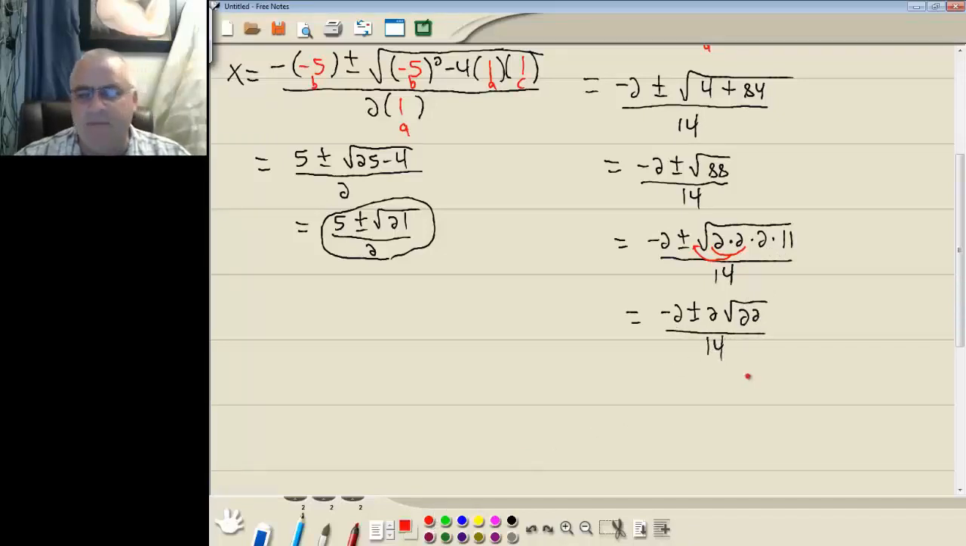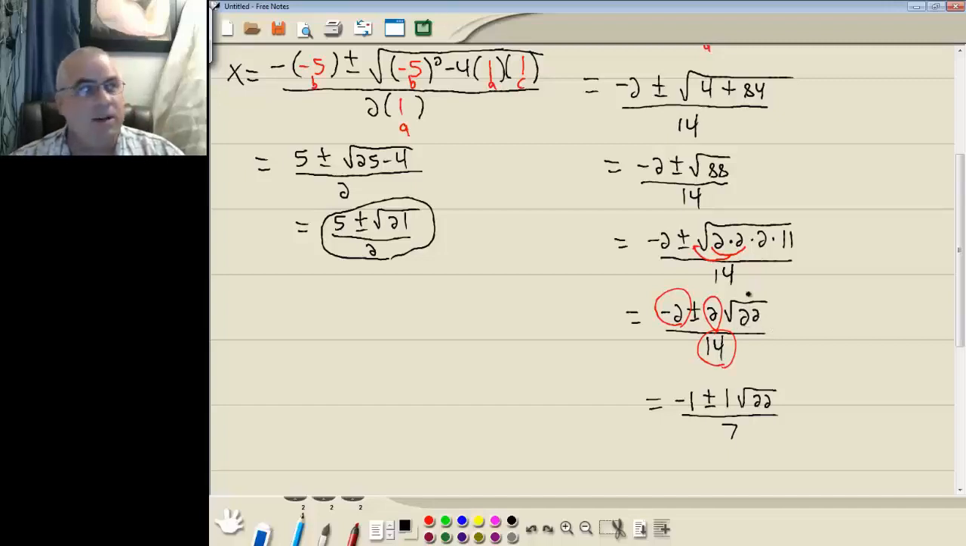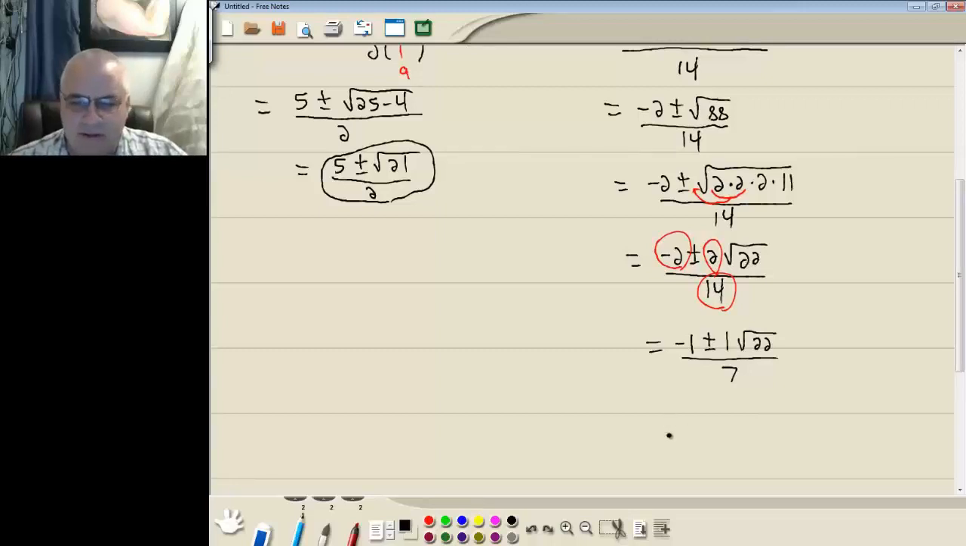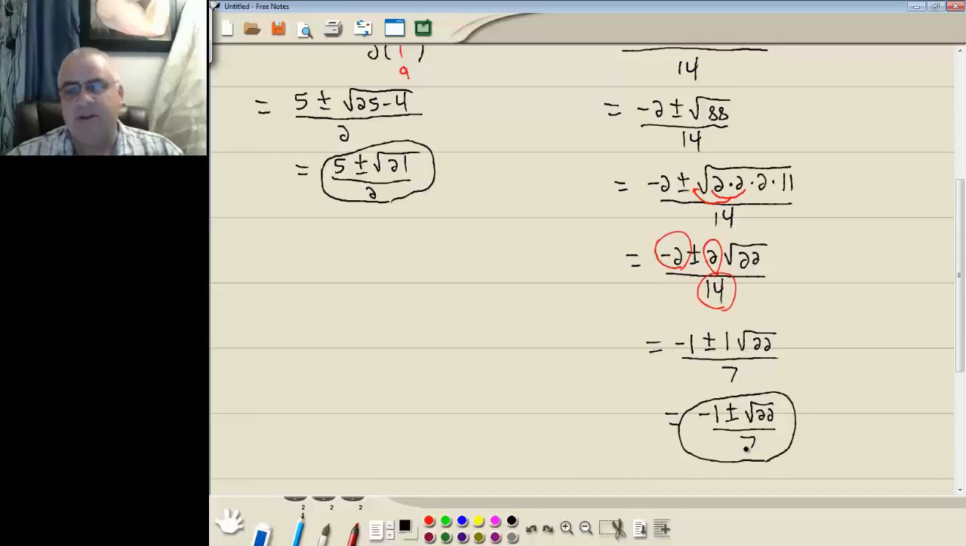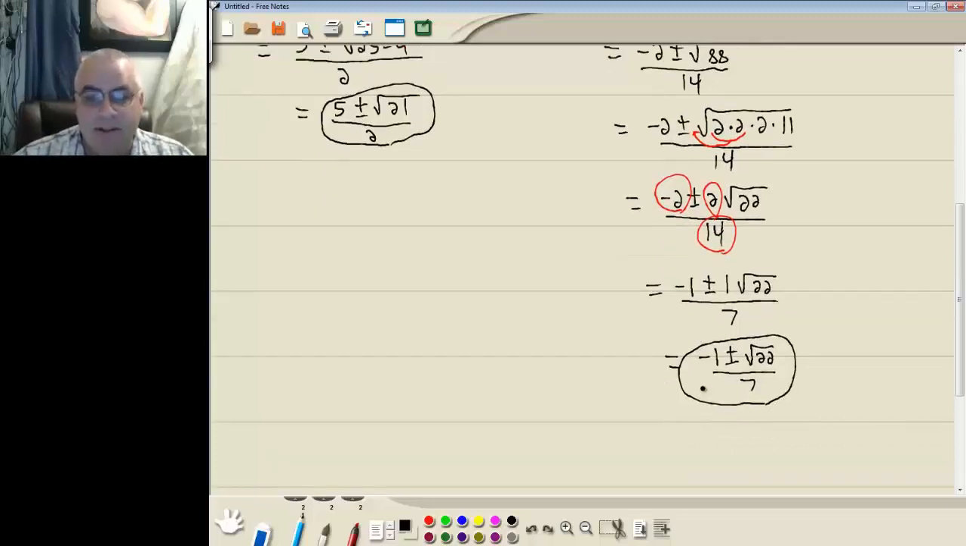Now this is something that pops up fairly often in the quadratic formula. If you can divide this number and this number by the same number, do so. And those are all divisible by 2. So we're going to get negative 1 plus or minus 1 square root of 22 over 7. Now notice I do not touch what's inside the radical at all. I just touch those 3 numbers. So that's going to give us negative 1 plus or minus square root of 22 over 7. Again, I do not split that up into 2 separate pieces because the radical didn't disappear.